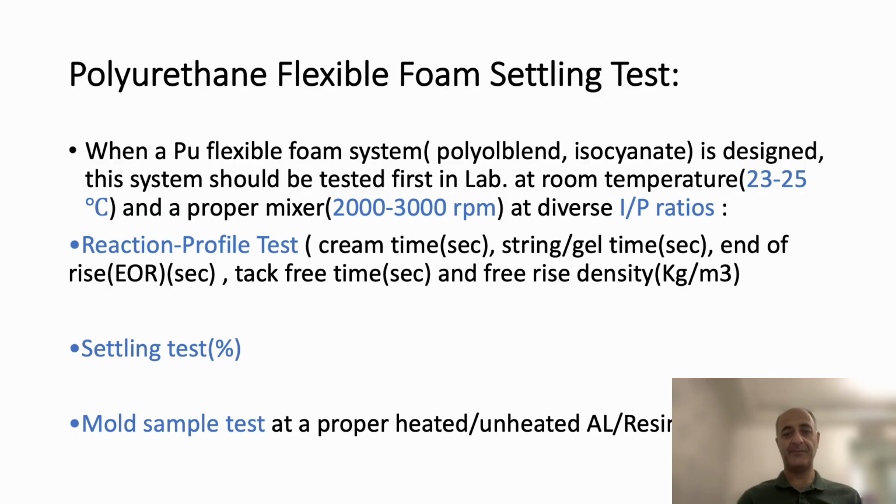After measuring these items, the next test, which is very important to evaluate the cell structure of the polyurethane flexible foam, is the settling test. And it is measured by percentage. And after that, we go to the mold sample test. Normally, there is a mold, for example, aluminum or resin mold, and it also can be heated or unheated based on the customer requirements.